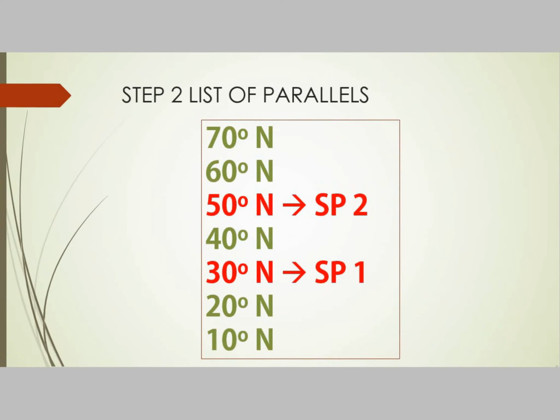Now next step is to make a list of parallels according to the range given and according to the interval given. So the range was from 10 degree north to 70 degree north and the interval was 10. So we have made a list of parallels starting from 10 degrees, and I have made it vertical because the parallels are placed vertically one above the other on the projection. So starting from the bottom we have 10 degree north, then 20, 30, 40, 50, 60 and 70 degree north.